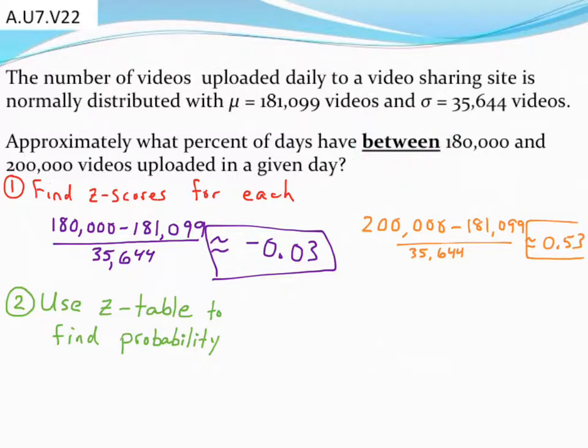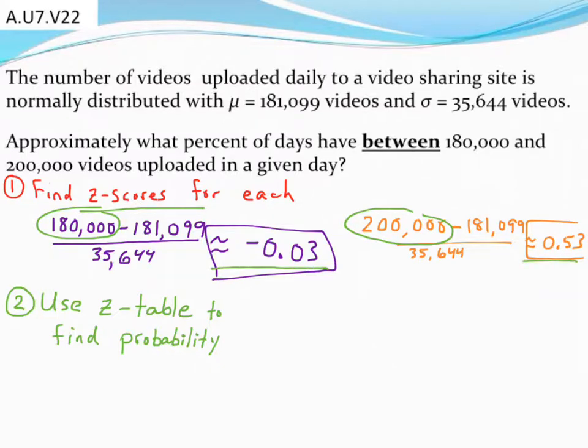But this time we want to figure out what's the percent of days, or the probability, that we upload between 180,000 and 200,000 videos. Since these problems all start out the same way, I've already done step one, where you're finding the z-scores. In this case, there's two z-scores to find, for the 180,000 and then for the 200,000. If you want to pause the video and try that math for yourself and double check me, those are the two z-scores that I've got.